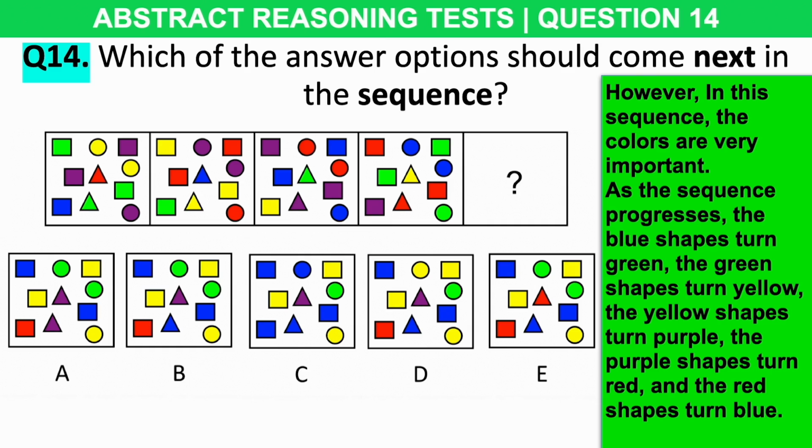As the sequence progresses, the blue shapes turn green, the green shapes turn yellow, and the yellow shapes turn purple. The purple shapes then turn red, and the red shapes then turn blue. That might sound confusing, but let's have a look at it together.